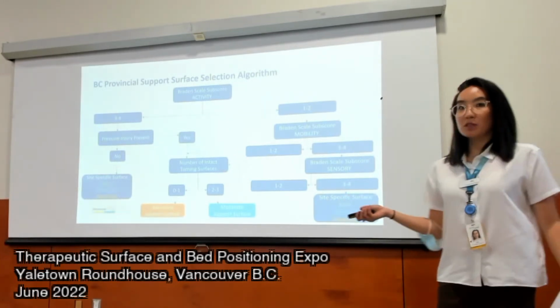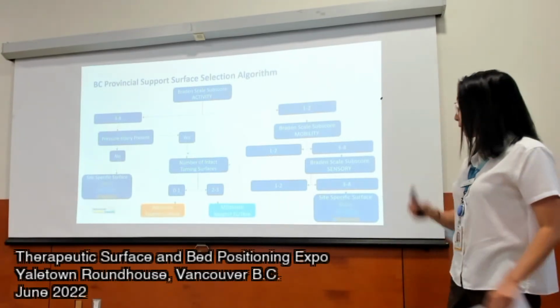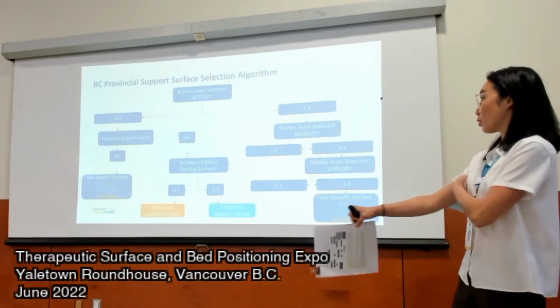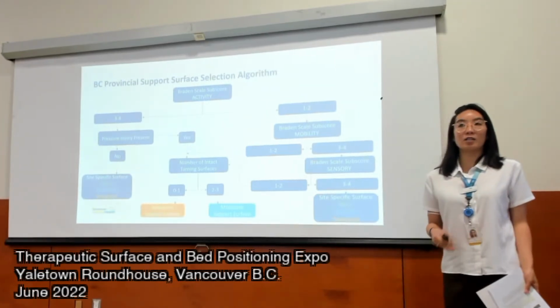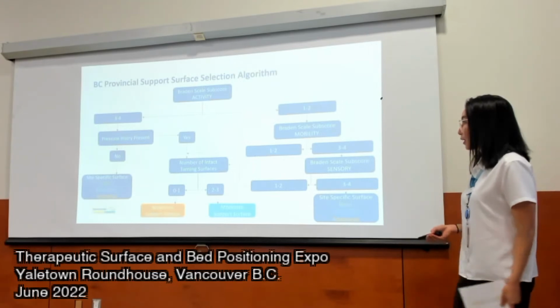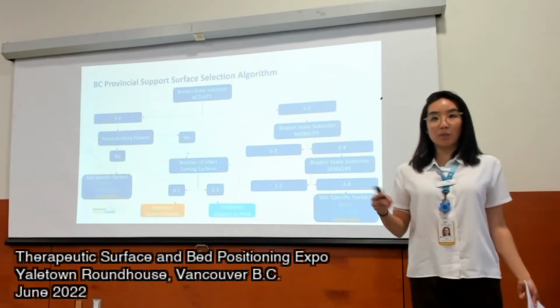This was developed in 2020 by the Interdisciplinary Skin and Wound Committee, and it's a handy little tool using the Braden subscores to help you decide what degree of support surface might be beneficial for your resident, okay? So it looks at two different things. It looks at the subscales of the Braden.